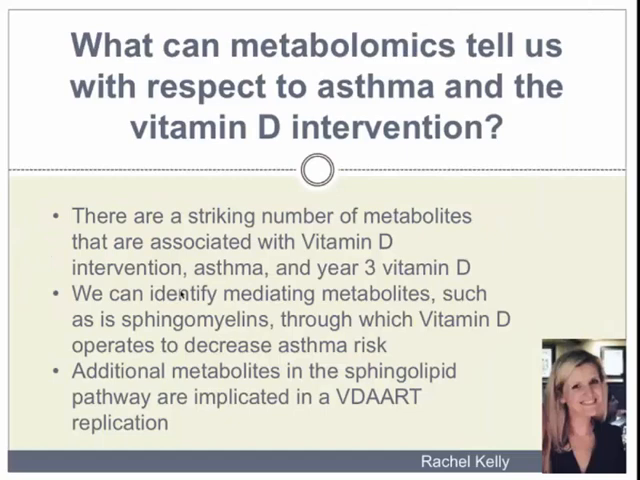So at the end of the day, when we ask this question, what can metabolomics tell us with respect to asthma and the vitamin D intervention, we can say, number one, there are a good number of metabolites that are associated with both the intervention and asthma at year 3. We can identify several of those in the Sphingolipid pathway and also replicate and identify additional metabolites in the Sphingolipid pathway using mediation analysis, which suggests causality. It suggests that vitamin D is operating via these metabolites to reduce asthma.